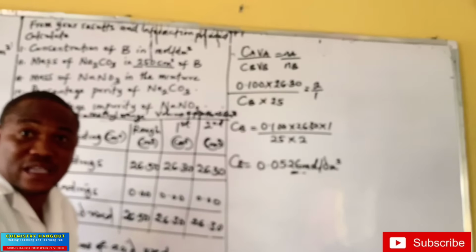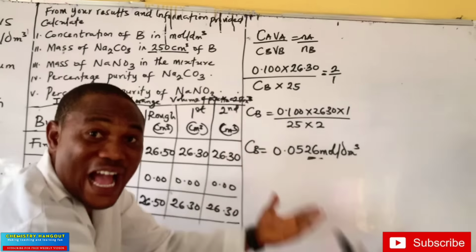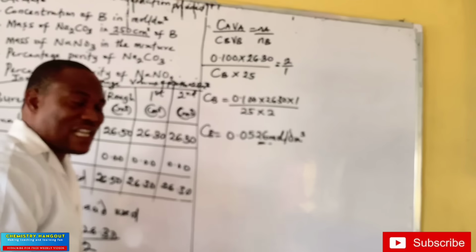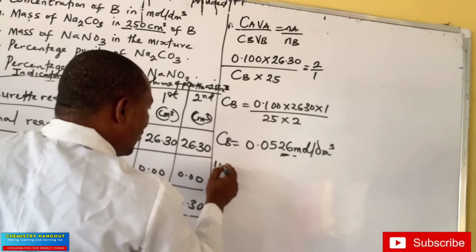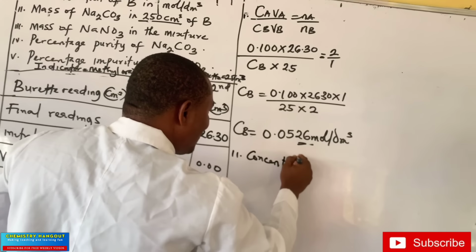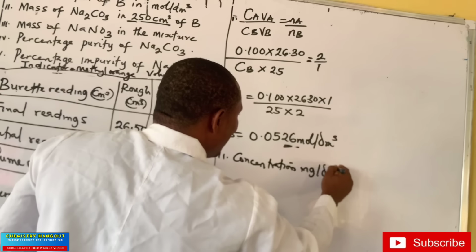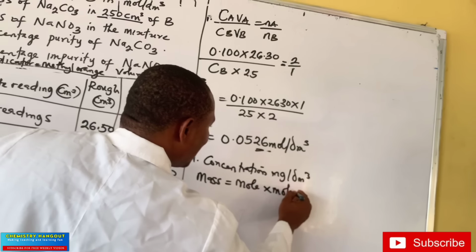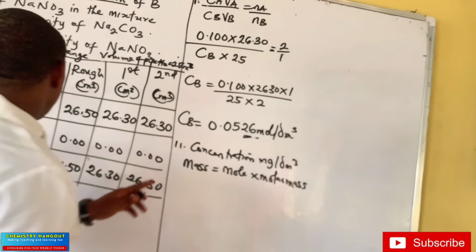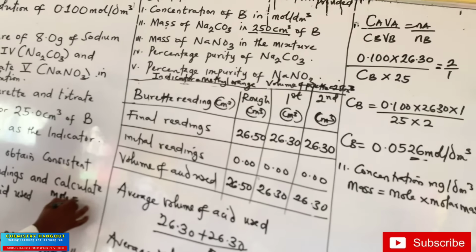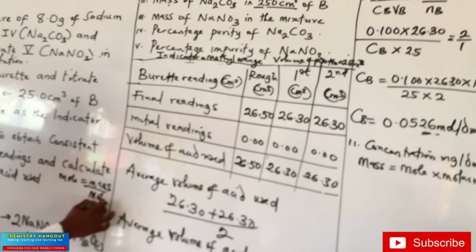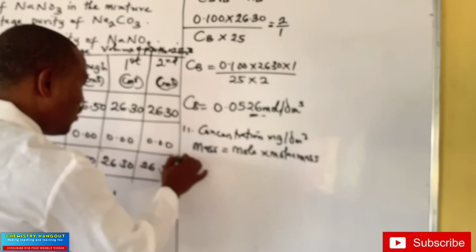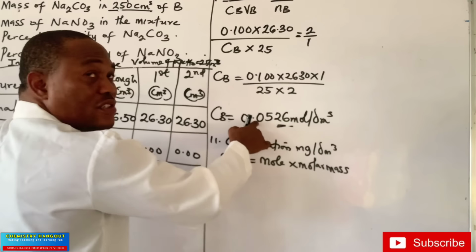I'll first of all get the mass in 1000. When I get the mass in 1000, I can get it in 250, because this is already the mole in 1000 centimeter cube, which is 1 dm cube. Do you get that now? So for number 2 now, I can say concentration in gram per dm cube. Right? I can say my mass is equal to mole times molar mass. If you are used to this channel, you should know where I got this formula from. It's from mole is equal to mass over molar mass. And I'll make mass the subject. So molar mass times mole. That's it. Did you see that?